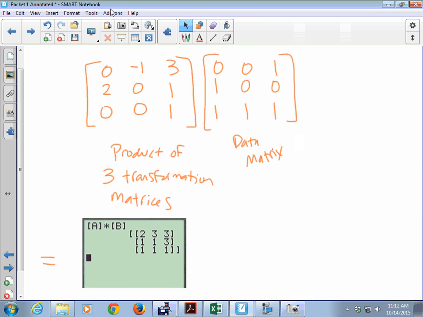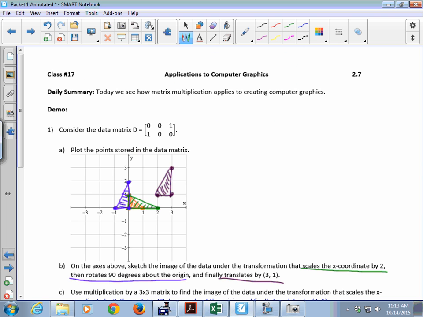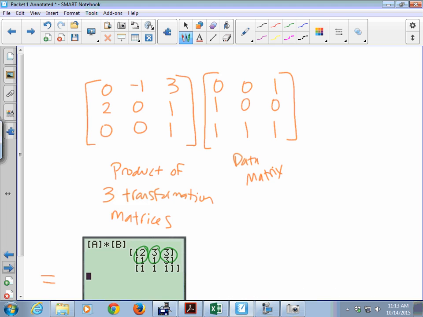2, 1, 3, 1, and 3, 3. Right? That's where my points landed. We can go back and check: 3, 3, 3, 1, and 2, 1. Yeah, the order matters because each point has to land somewhere. You got the right points? Yeah.